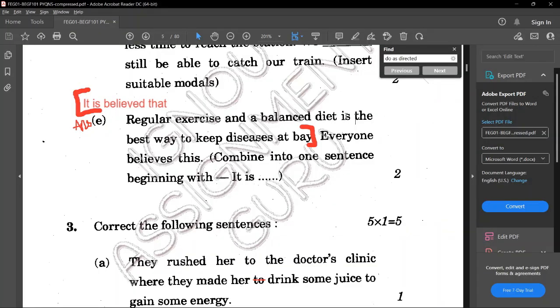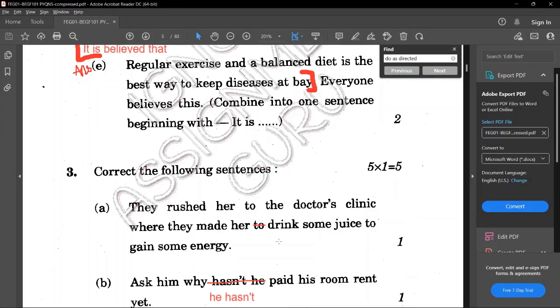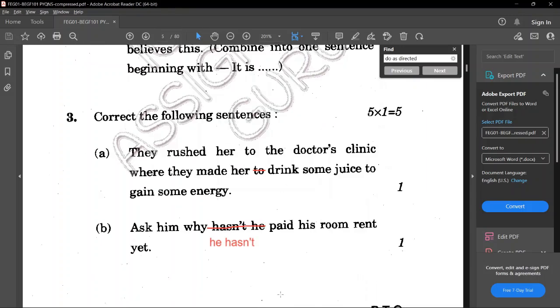So next we have, correct the following sentences. Question A. They rushed her to the doctor's clinic where they made her to drink some juice to gain some energy. In this case, "made her to drink" is wrong grammar, so the "to" should not come here. "They made her drink" will be the right one. This is basic grammar knowledge, and this only comes with experience.